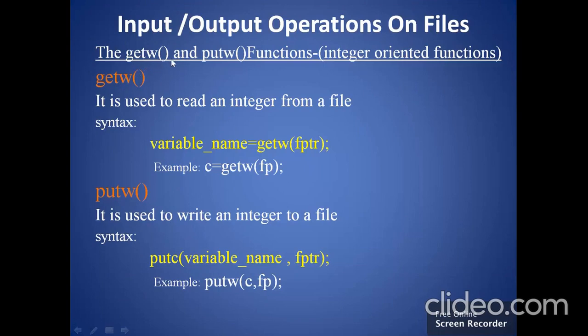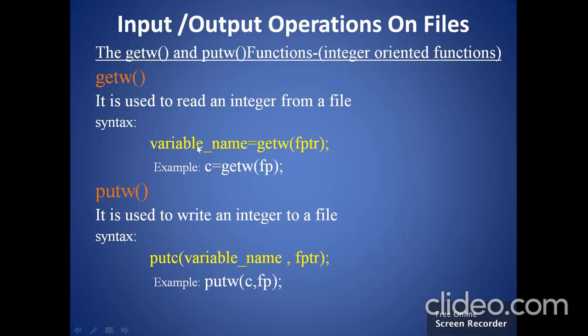Next, we will see getw and putw functions. The getw and putw functions are very similar to getc and putc functions. The getc and putc functions are character-oriented functions, but the getw and putw functions are integer-oriented functions. At first we will see the getw function. It is used to read an integer from a file. Its syntax is variable name equal to getw, then inside the bracket fptr, then we put the semicolon.